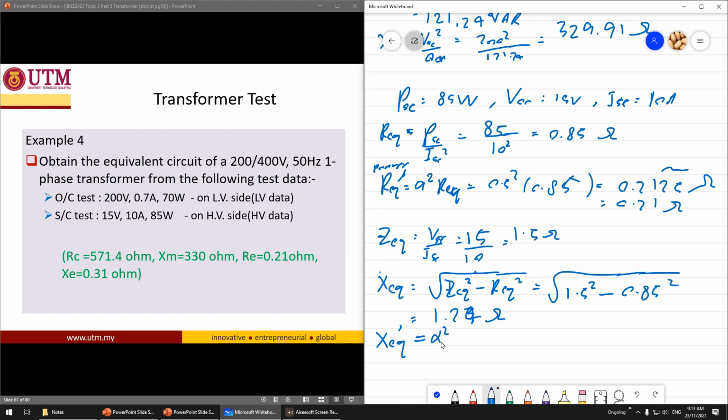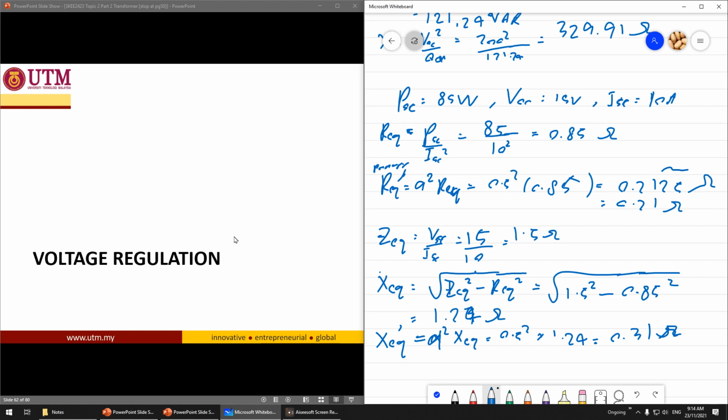So A squared multiplied by Xeq. So you bring to the primary side is 0.5 squared multiplied by 1.24. Okay, so you get 0.31 ohm. Okay, that is how you do a transformer test. Okay, so that's it for transformer test. We will continue with the voltage regulation.